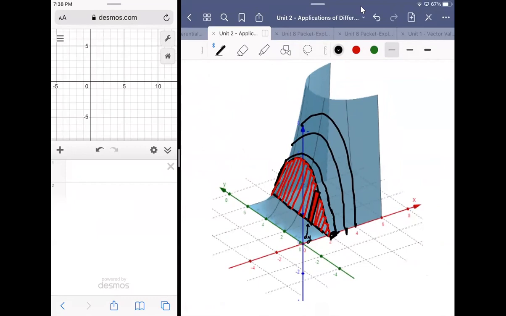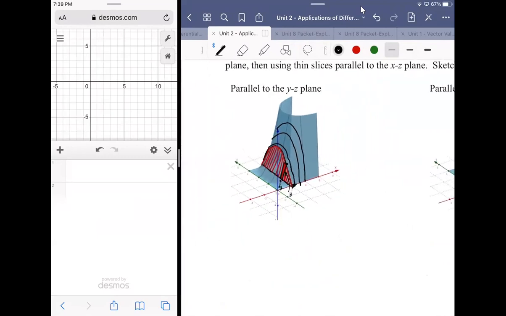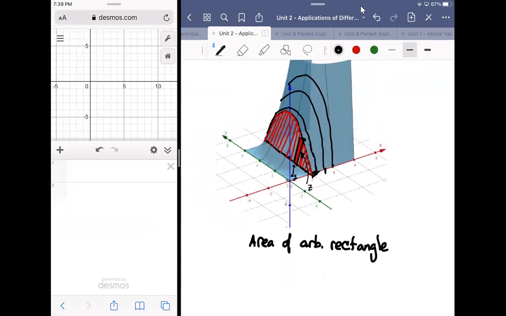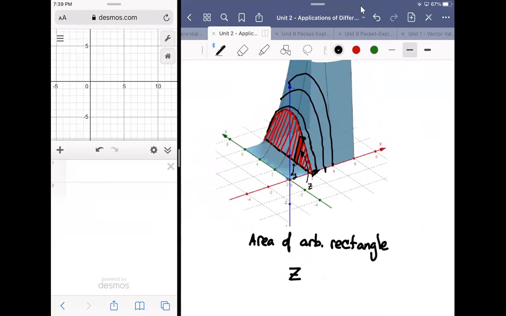The height of the whole thing, that's just z. It's dependent on where it is along the curve. So the height is equal to z. So I would say the area of the arbitrary rectangle is going to be z times dy.